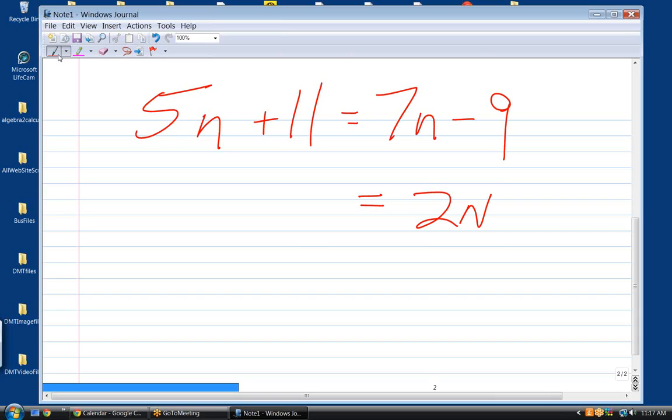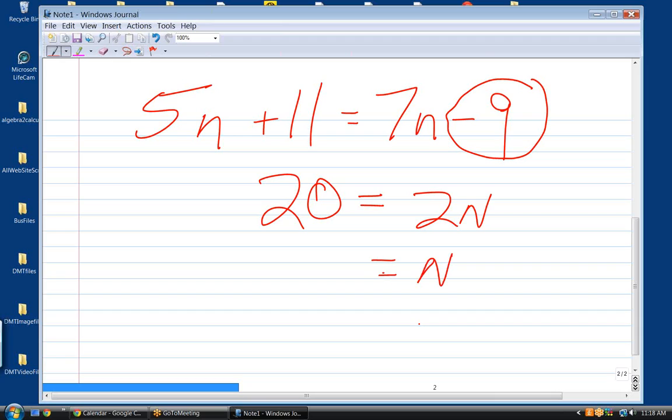What's the 9 currently doing? It's subtracting. Okay, so you got to add it. Or just think of it as moving that whole thing to the left side of the equation and changing its sign, which means I'm going to have plus 11 plus 9. So it's going to be positive 20. Right. Now, the same answer, I'm going to divide both sides by 2 this time, not negative 2. And I get the same answer, n equals 10.